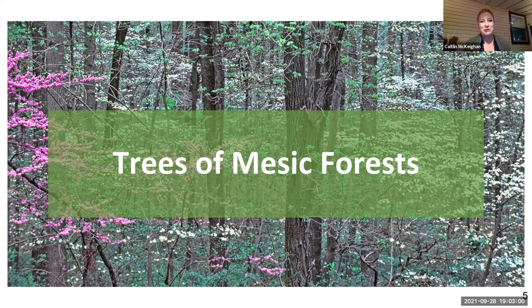I'm an Extension Master Gardener, and I'm going to introduce you to two kinds of mesic forests today. I apologize in advance that my slides are not full of beautiful pictures. This is one of the few. I'm going to leave that up to my colleagues to cover, but I wanted to give you a quick overview of what a mesic forest is, because I didn't know when I started researching this presentation. Next slide, please.